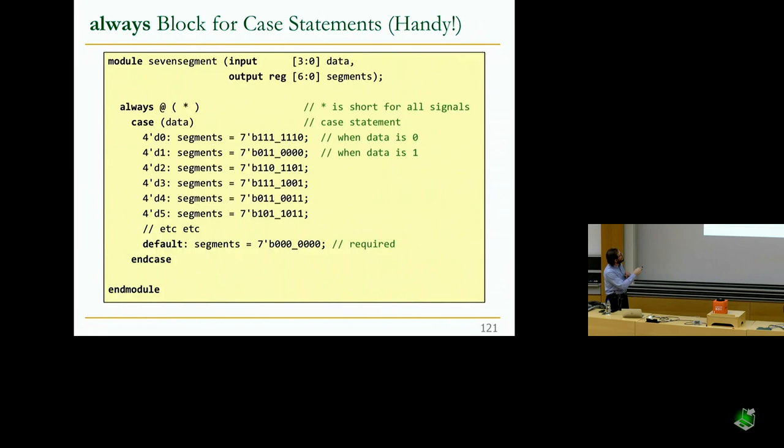Basically, it's always executed, and you have a case statement. Essentially, you assign these different values to segments based on the value of the data. Right? Data is 4 bits. If the data bits are this, you give different values to this segment, a 7-bit output. And there's a default statement. It's always good to have default statements. What if the value is not in this list? By default, you assign segments to all zeros, right? So this is one way of using the always block. You do a case statement.